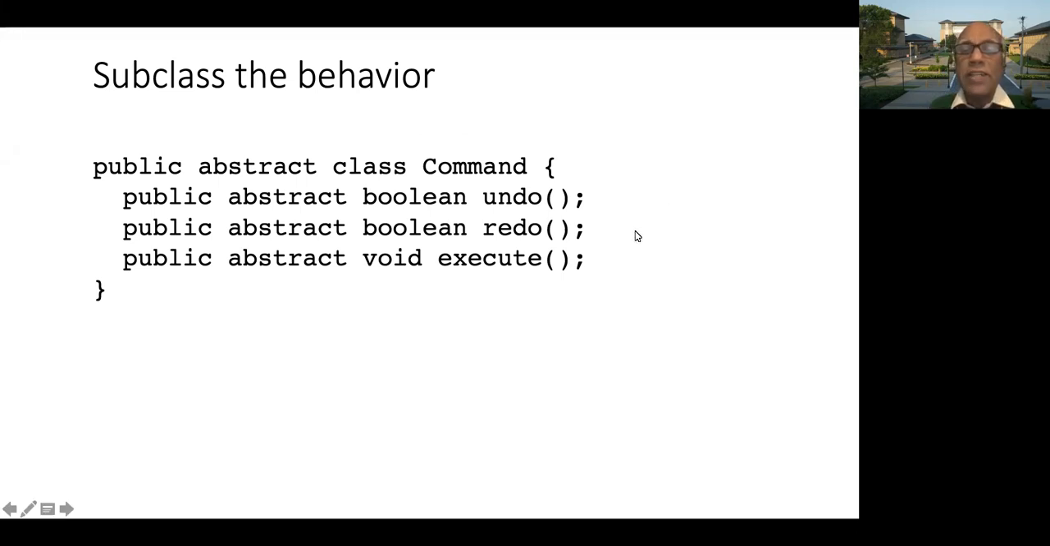So we are going to have an abstract class called command, which will have 3 methods: undo, redo, and execute. The individual commands would know how to execute the command, how to undo the command, how to redo the command. That depends upon the command object. It depends upon whether it is a line or a polygon or a circle or something else.